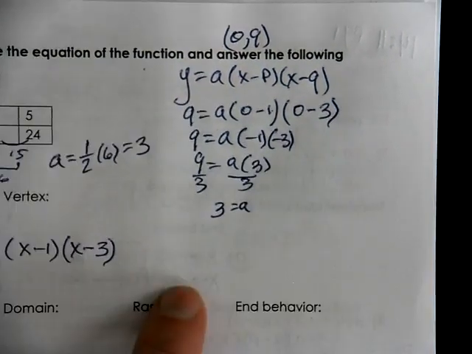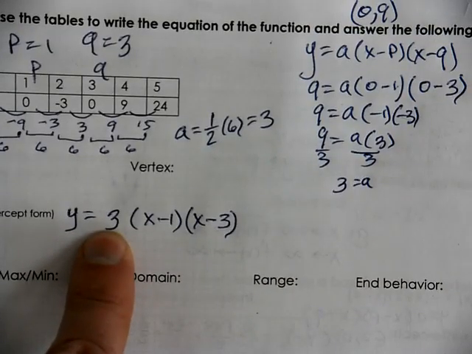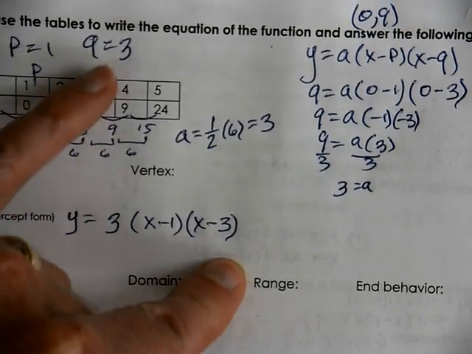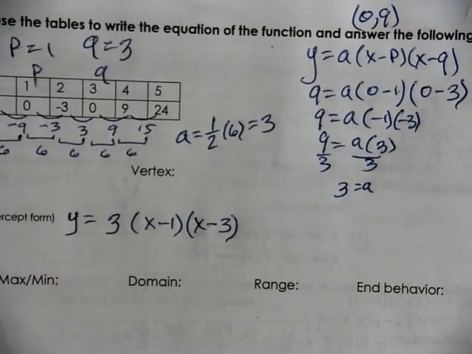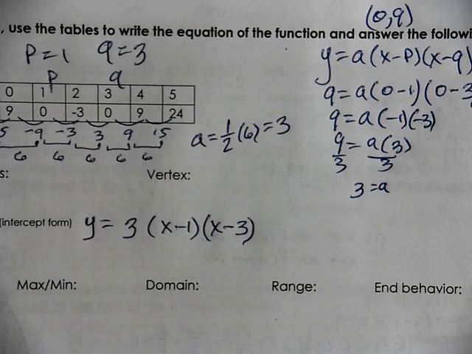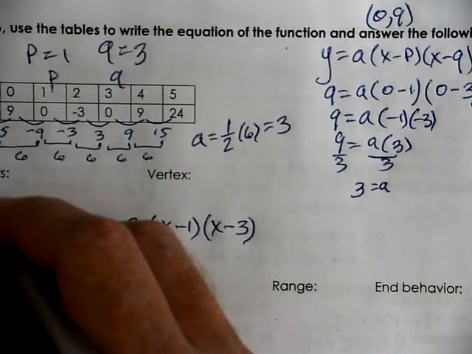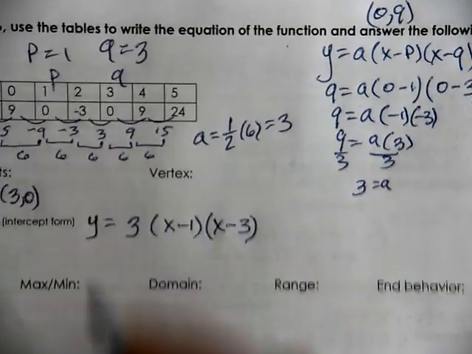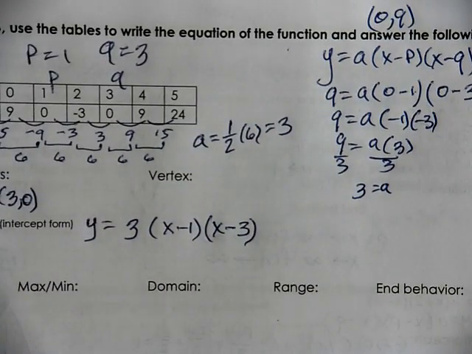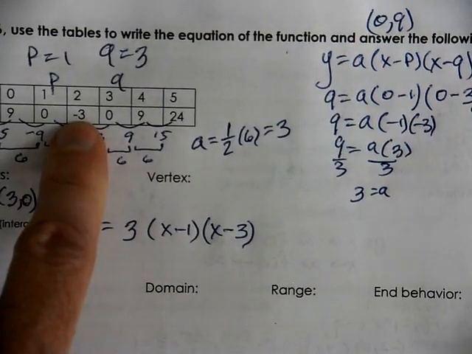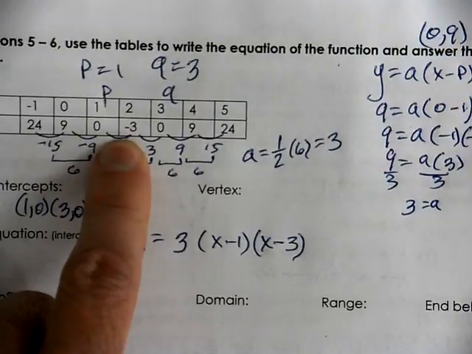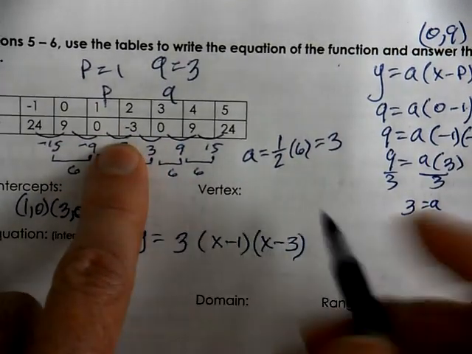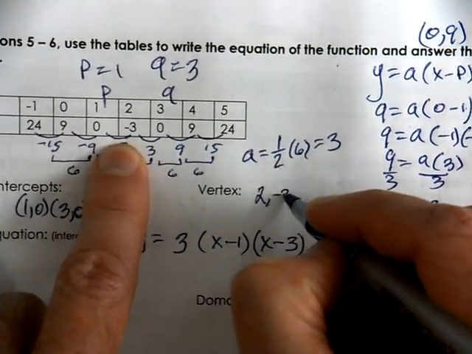So I can write my equation. Put the 3 in for the a, x minus p, x minus q. I wrote my equation. I have x-intercepts at 1, 0 and at 3, 0, my p and the q. My vertex, it's actually listed in the table, no additional calculations needed. So that's 2, negative 3.